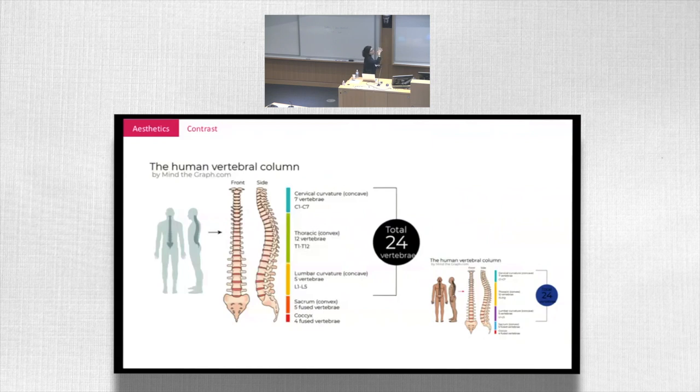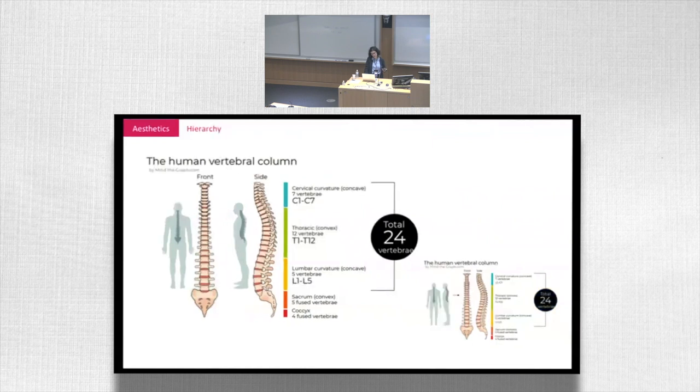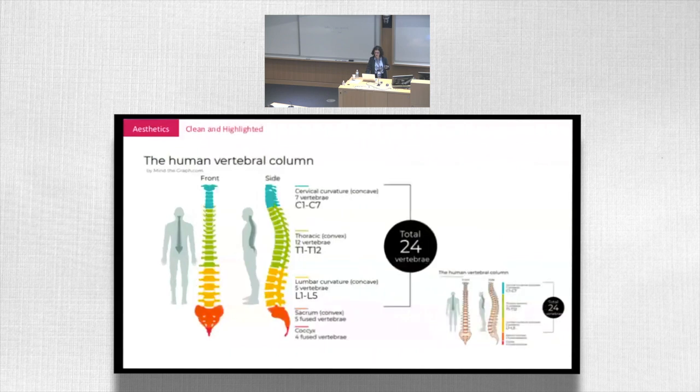When you look at it, you see the human column, right? Yeah, it's your main information. But you can go from this to this. It's better because the letters have more hierarchy. So you see first the C1, C7, and then you read cervical curvature concave. So you need to choose what is your main information again. But you can go from this to this.